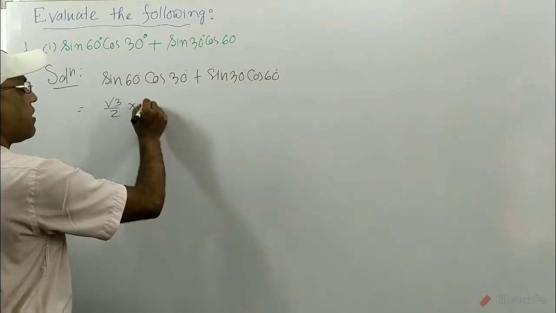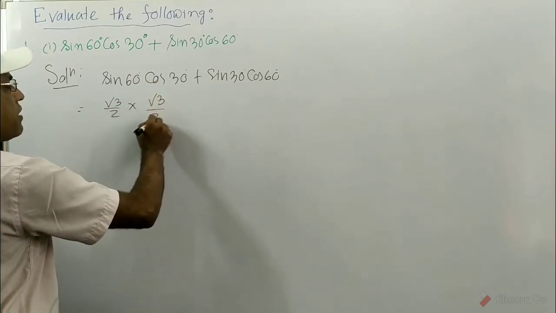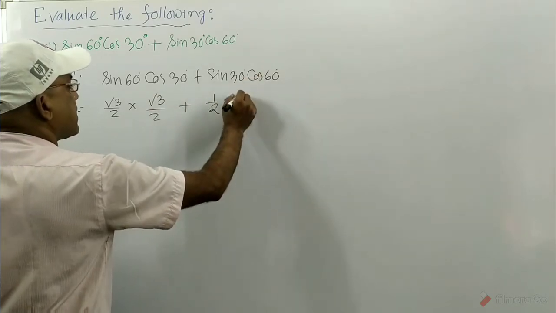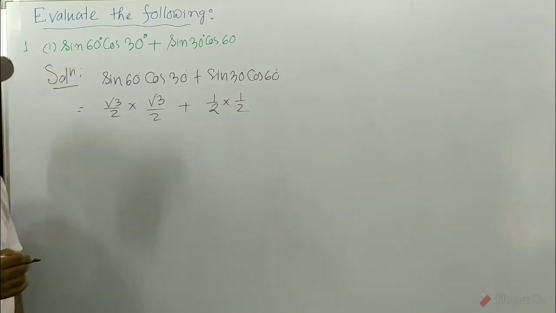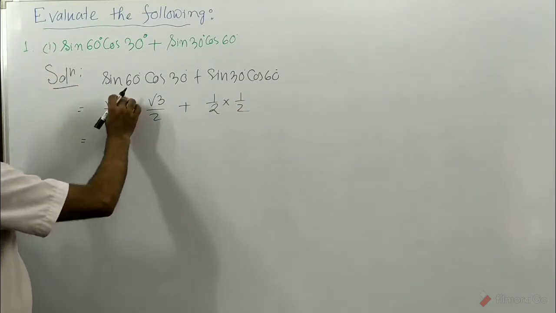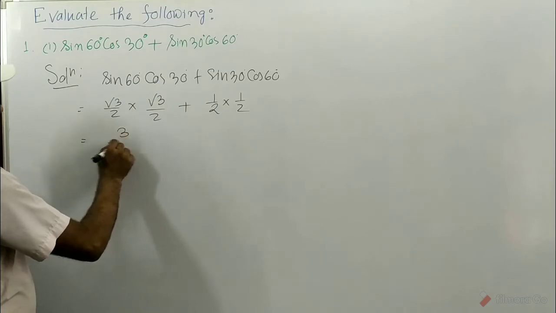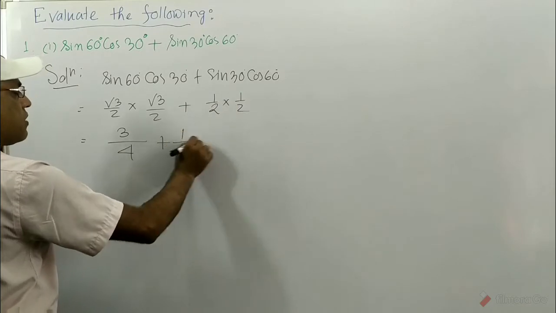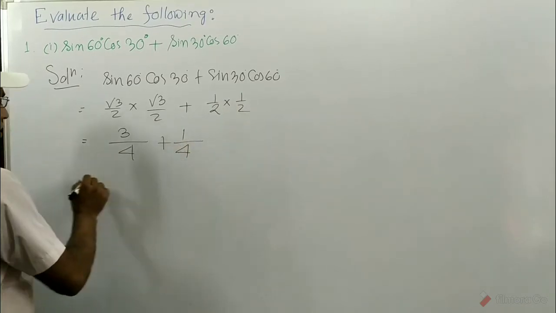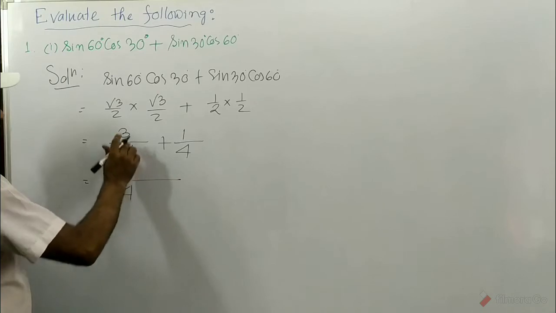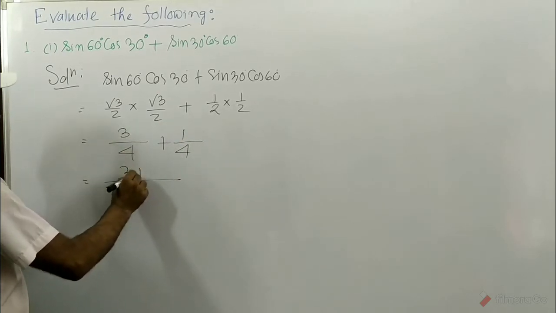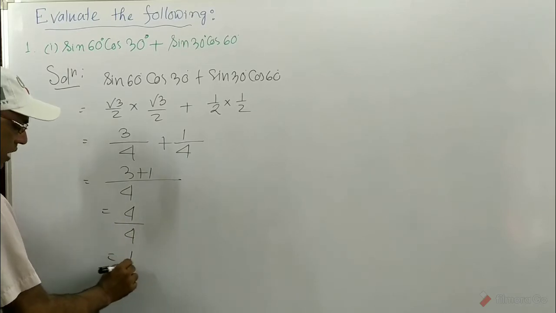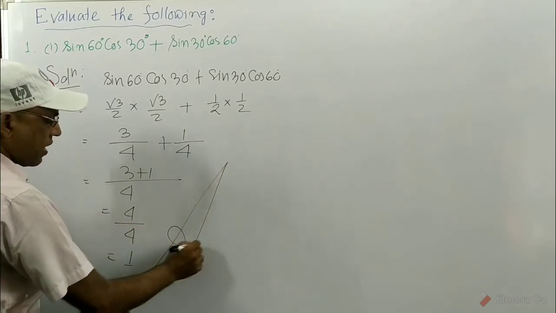Cos 30 from the table is root 3 by 2. Sin 30 is half. Cos 60 is half. So 1 by 2, 1 by 2. Root 3 into root 3 is 3. 2 into 2 is 4. 1 into 1 is 1. 2 into 2 is 4. LCM is 4. Then 3 plus 1 is 4 by 4, and this is 1. So the answer we get is 1.